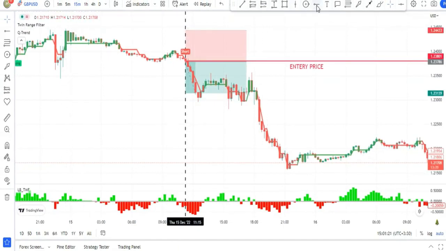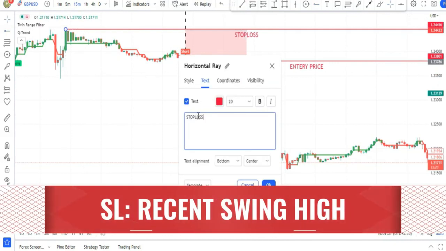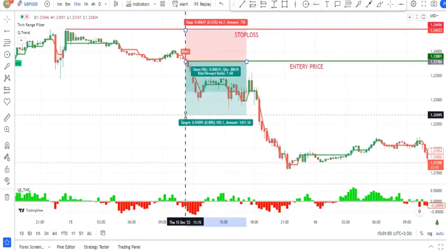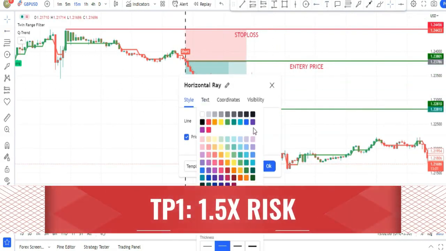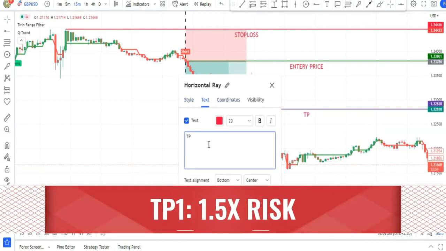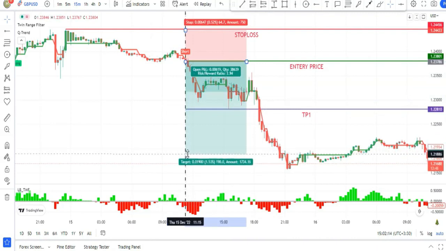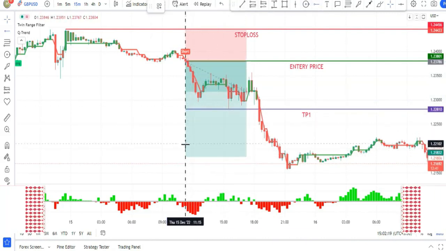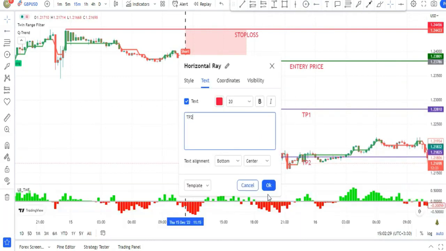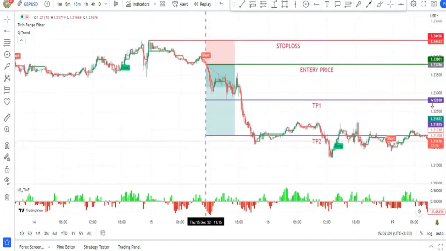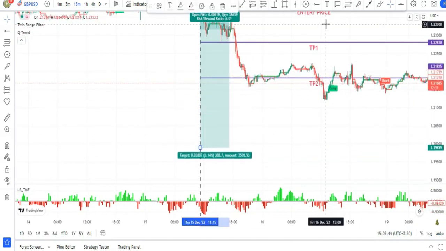Set the stop loss above the last swing of the market. And then set the first target to 1.5 times greater than the risk. The second target should be set at 3 times greater than the risk. And the third target should be set at 6 times greater than the risk.